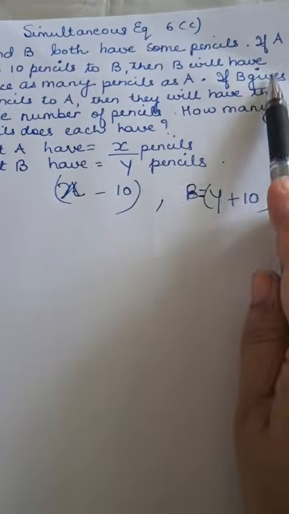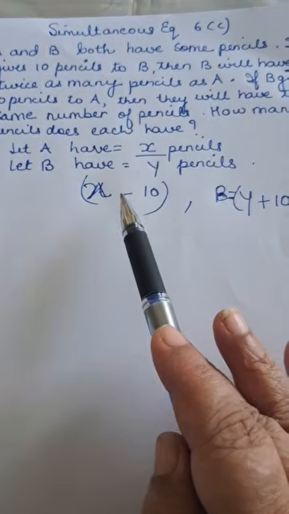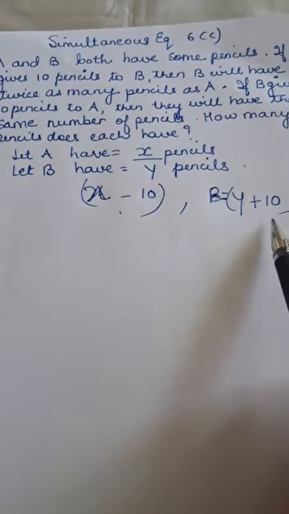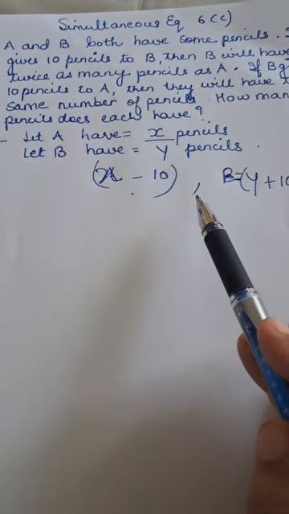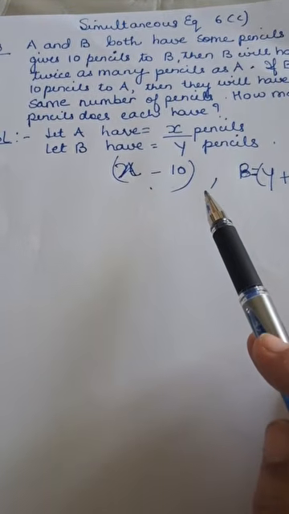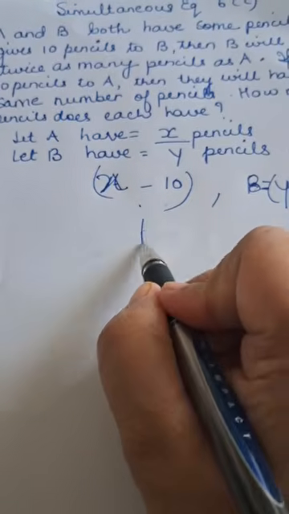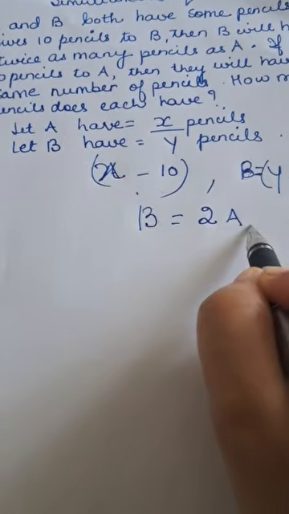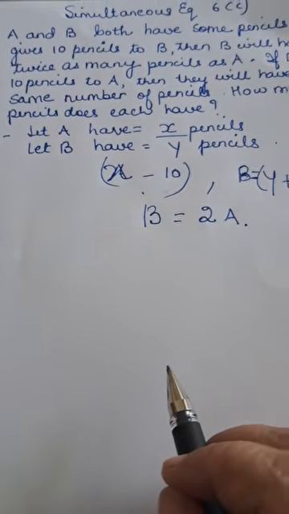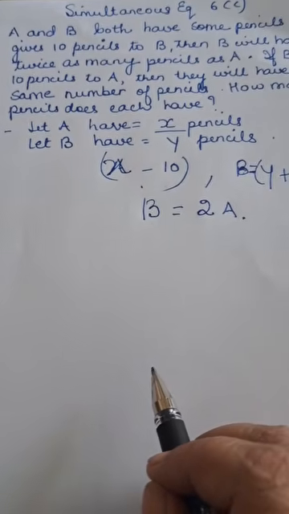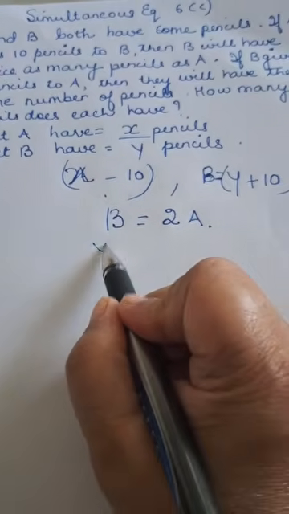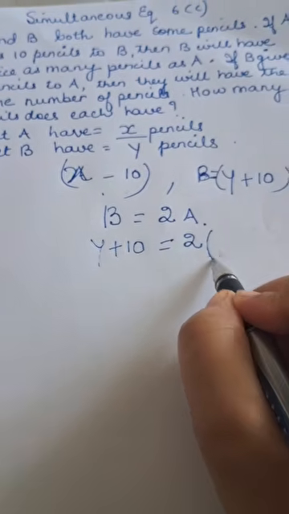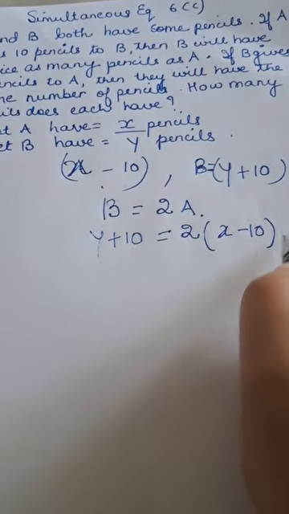Now if A gives 10 pencils to B, A will have 10 pencils less and B will have 10 pencils more. Then B will have twice as many pencils as A. That means B's pencils will be 2 times the pencils of A. Now what will be the equation? B has Y plus 10 pencils now, so Y plus 10 will be equal to 2 times X minus 10.